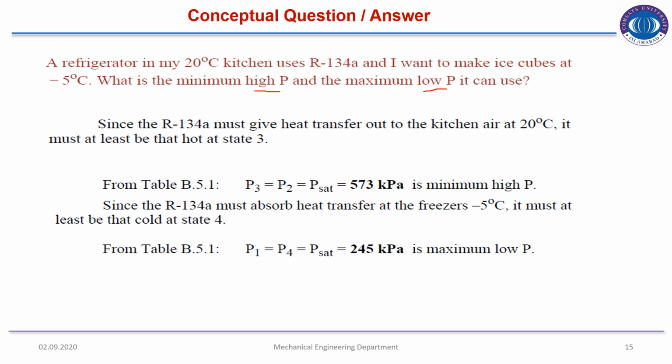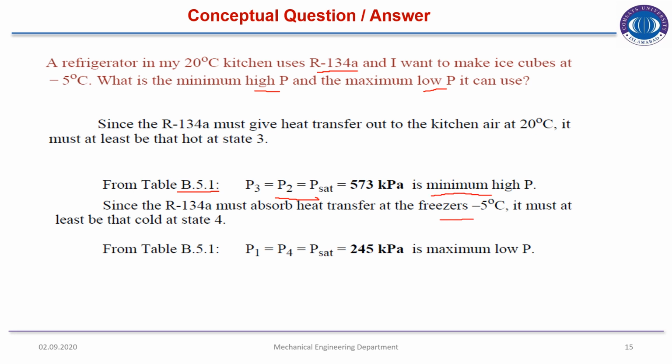So if we are talking about the refrigeration system, then we have a compressor, then condenser, then expansion valve, and then evaporator. In the condenser process, heat is rejected to the ambient air, whose temperature is 20 degrees centigrade. Therefore, if we look at the properties of refrigerant R134a in table B.5.1, the saturation pressure is 573 kilopascal, that is the minimum pressure.